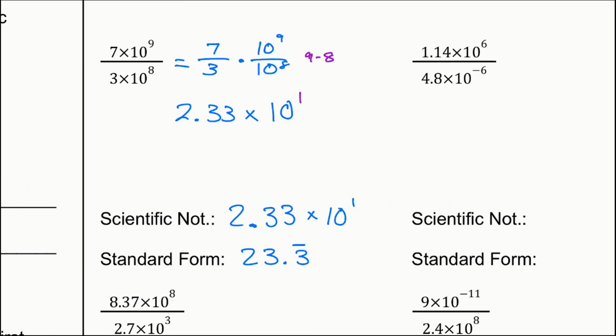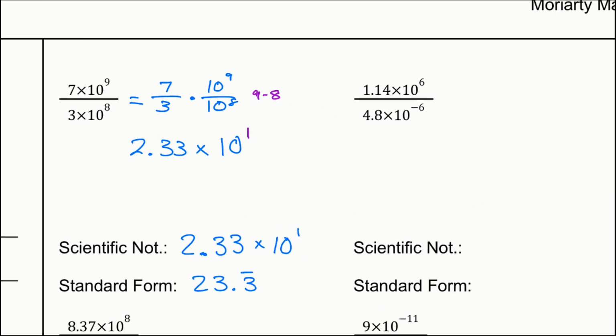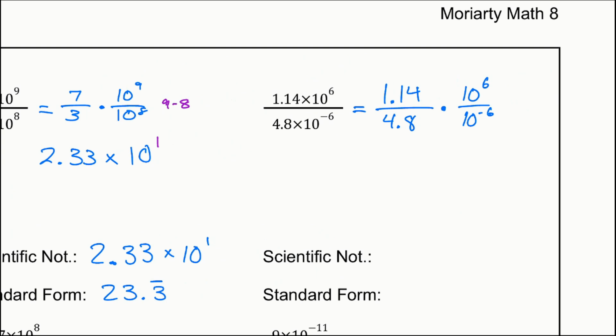Okay? To the right. Again, I'm going to separate this out. This is really 1.14 over 4.8. I think we're going to run into an issue with this, and you'll see why in a second. Maybe not. Oh, no, we totally are. 6 over 10 to the negative sixth. Okay. 1.14 divided by 4.8. Yeah, okay. A little bit of an issue here. That's no big deal.